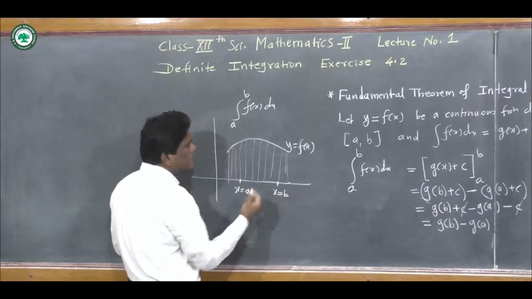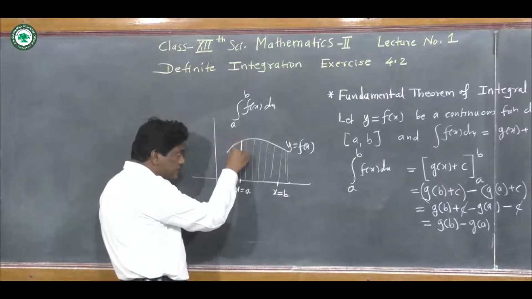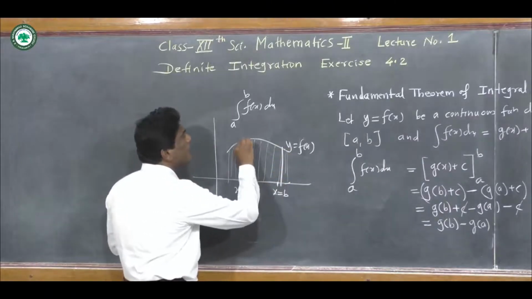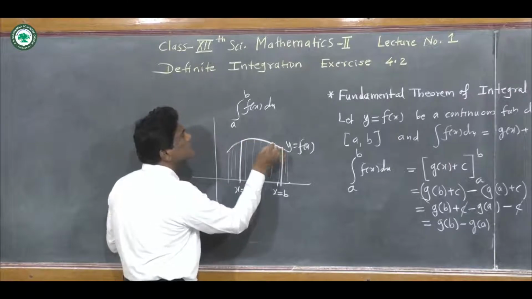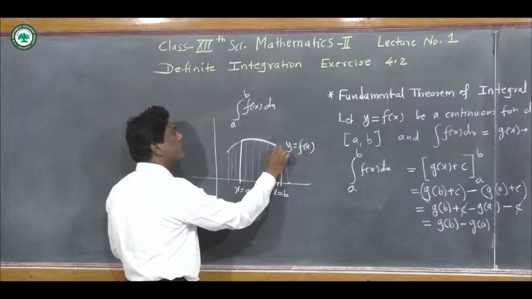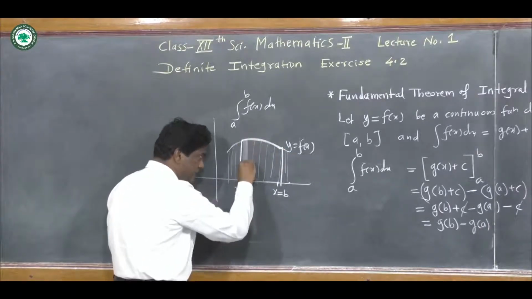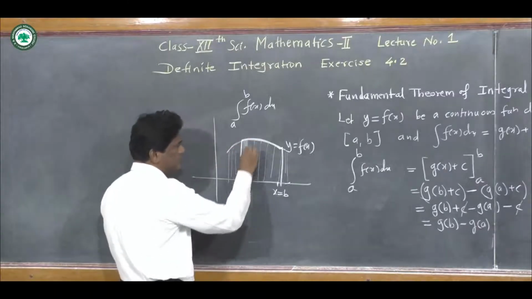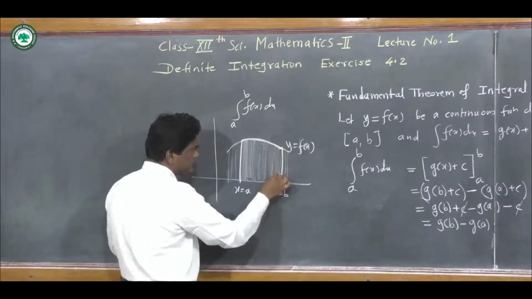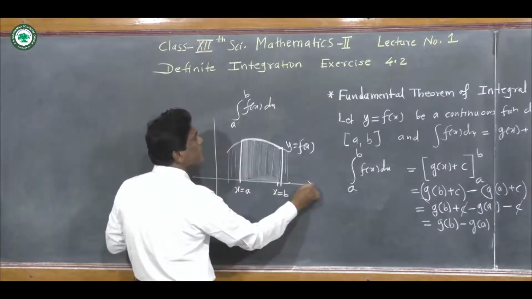Then we take the area of the line x is equal to b, and under the curve y is equal to f of x. Means we take the area of f of x below this curve, and this area is bounded by the lines x is equal to a, x is equal to b, and above the x axis.